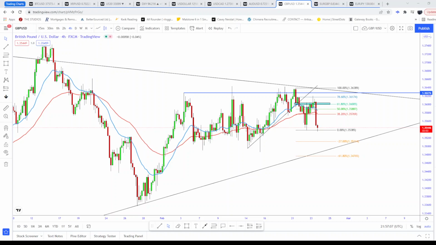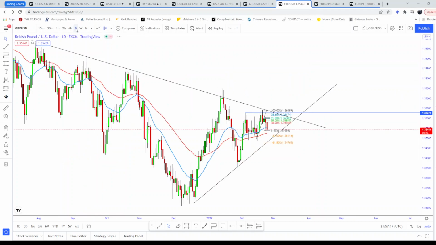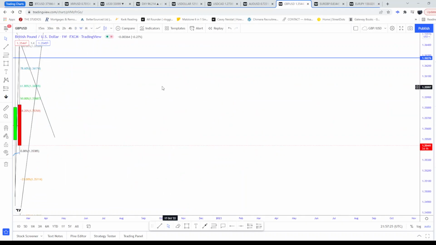I'm still going to go through GBPUSD as it's one of my major pairs that I trade. I'm just going to talk about what's sort of happening in the market currently and what I see and what I will be looking forward to doing. So let's start off with the weekly time frame.